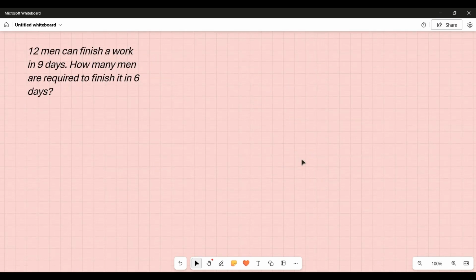The next question is simple. 12 men can finish a work in 9 days. How many men are required to finish it in 6 days? So this is very simple and it has a very small solution.